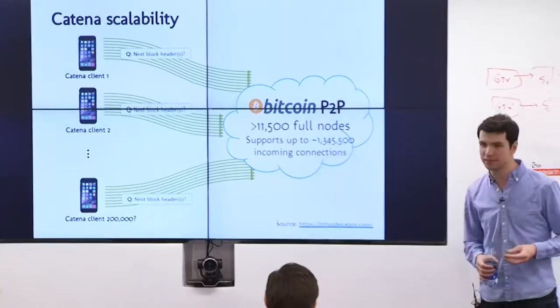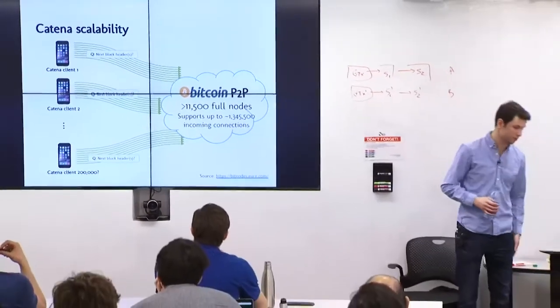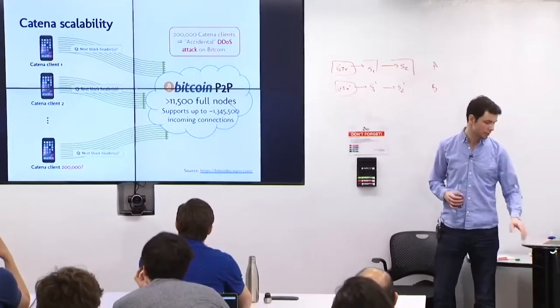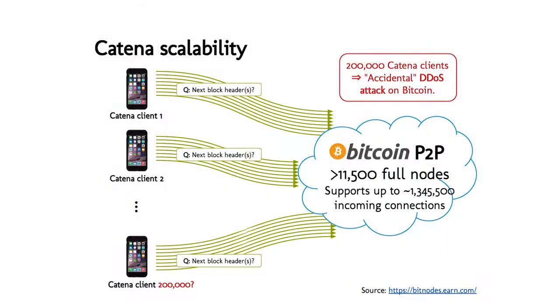So how can we fix this? How can we avoid this problem? Because in this case, what we would basically be doing is accidentally DDoSing Bitcoin, and we don't want to do that. Does everybody see that there's a problem here, first of all? Yeah.